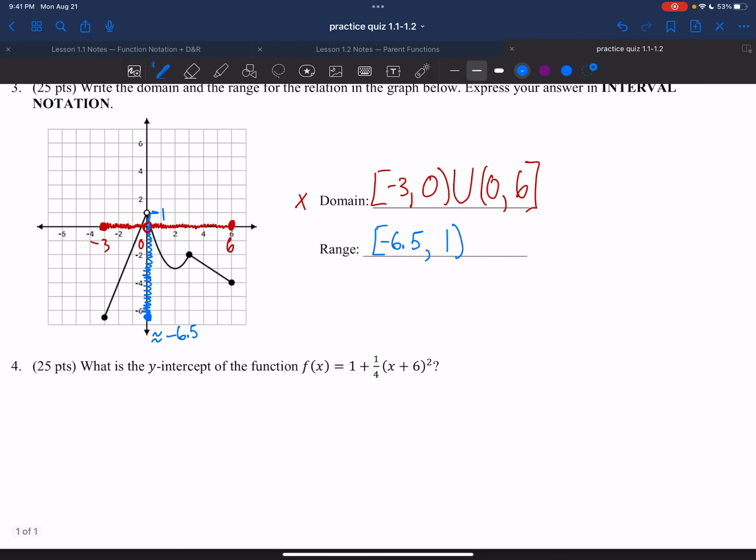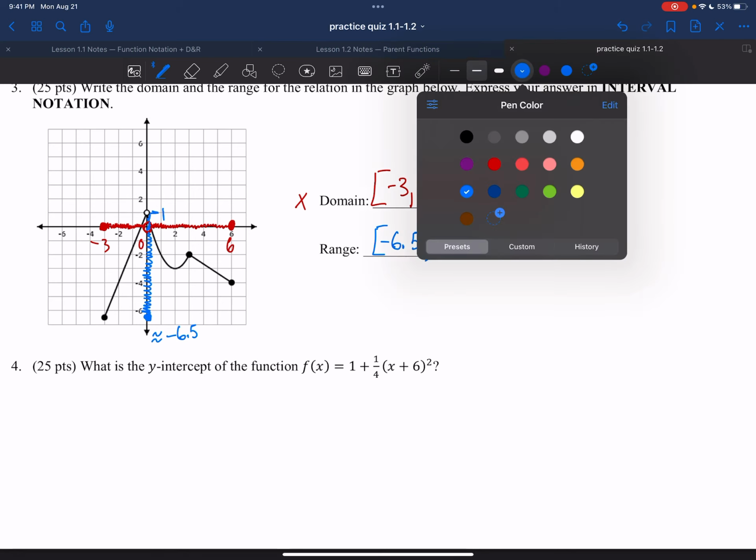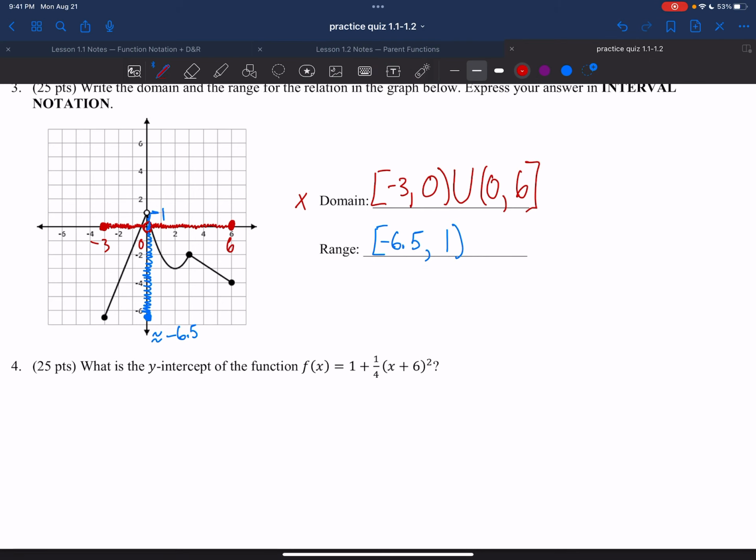Okay, last one. Here we go. And this is a classic. I say, what is the y-intercept of the function f of x equals blah, blah, blah? It's a quadratic function. Now remember, to find a y-intercept, this works for anything. Guys, you can take this to pre-cal. You can take this to calculus, all right?